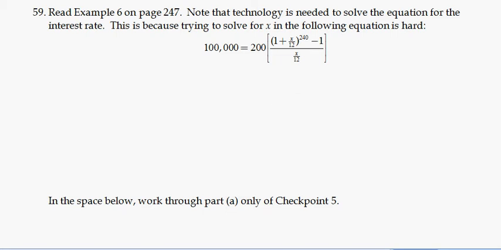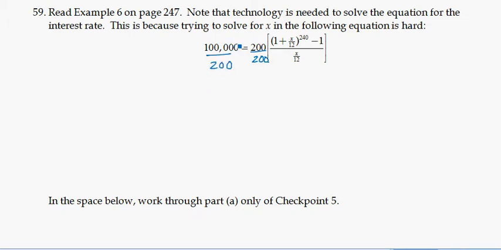After reading example 6 on page 247, what you might have noticed is that they sort of skip over solving this equation. So let's just take a little minute to see why this is a difficult equation to solve. If I tried to get x by itself, I might do something like divide both sides of this equation by 200. That seems like a reasonable thing to do.